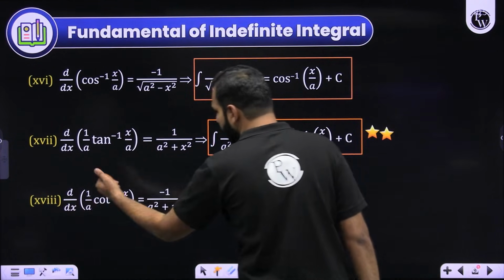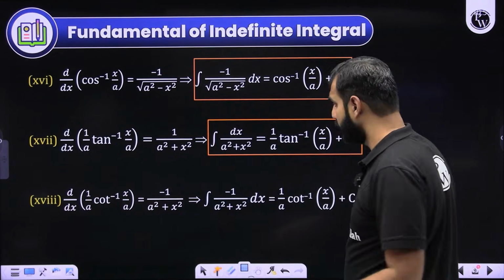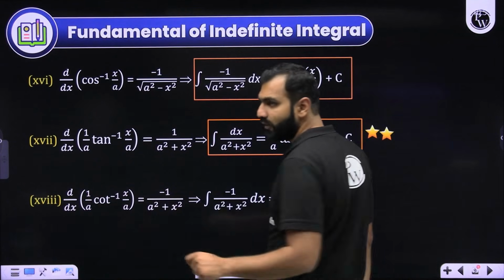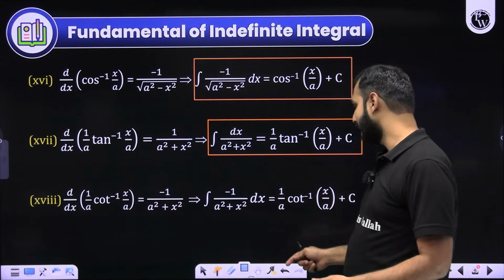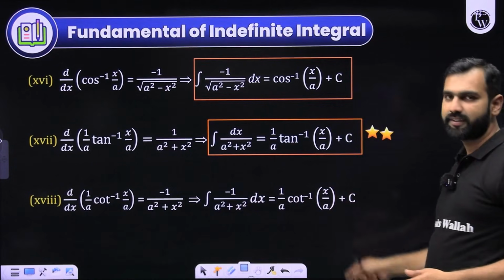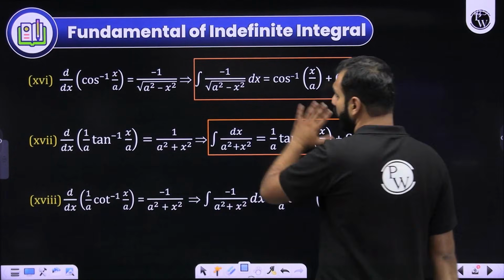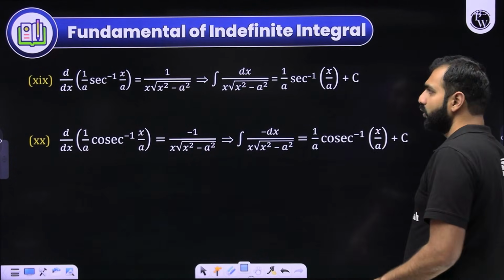Now, let's look at the next one. 1 upon a cot inverse x upon a, its derivative is minus 1 upon a square plus x square. So when you integrate minus 1 upon a square plus x square, it can be written as 1 upon a cot inverse x upon a. I hope you are able to relate all of these. There is no confusion on that.